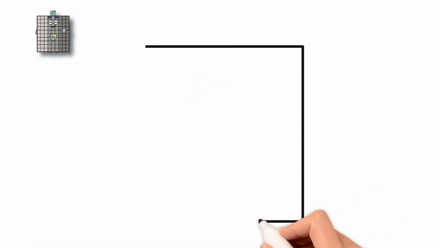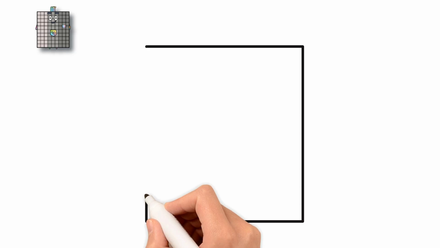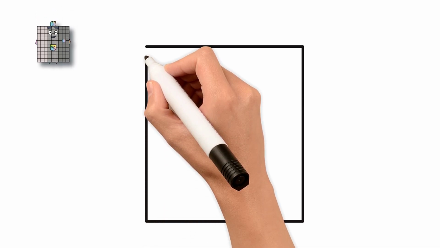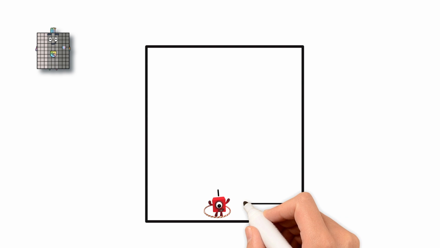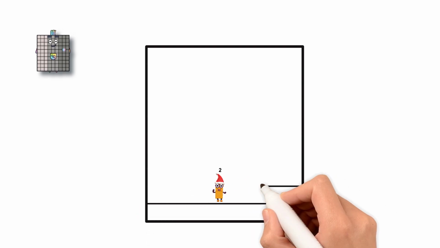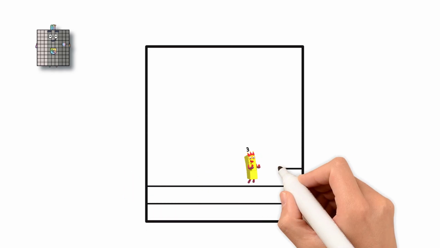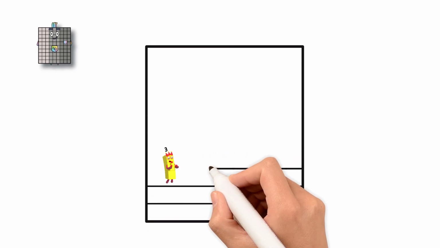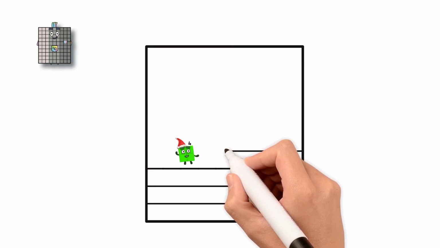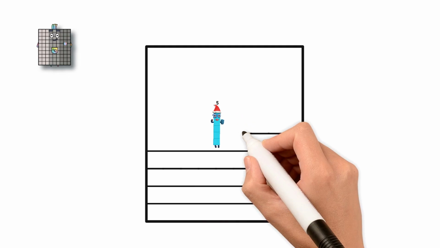N-I-N-E-T-Y. 90. He's big, gray, super stylish, and made of lots and lots of tens. This is number block 90's body. It should be much taller than it is wide. Now, using a ruler, draw 9 horizontal lines inside the rectangle. That divides the body into 10 rows. Each row represents a group of 10, because 10 times 9 equals 90.